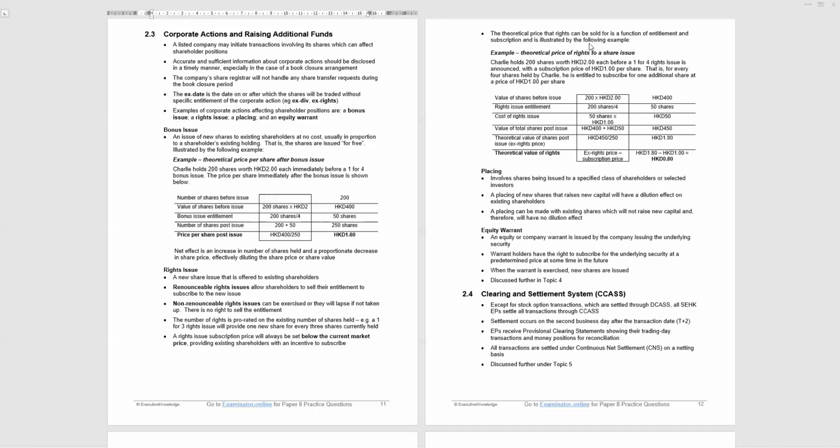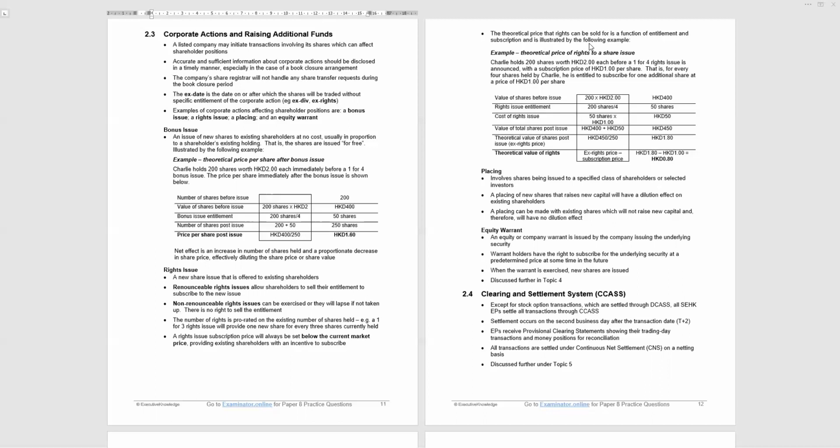And once again, the worked example, top of page 12, similar to the bonus, except that the value of total shares after the issue increases by $50. And you can see that this time $450, because you got $50 in, divided by 250 shares. This time the theoretical price will be $1.80.